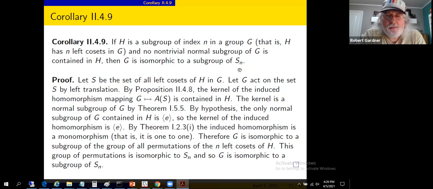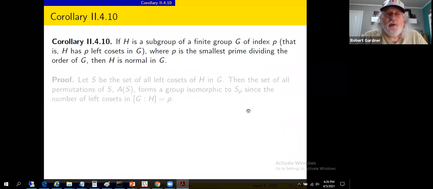So there's actually a moderate amount of equipment used here. We've used the information about group action, and all the way back to normal subgroups as they relate to kernels, and trivial kernels implying one-to-oneness, implying injectivity, monomorphisms. And one final result from this section.